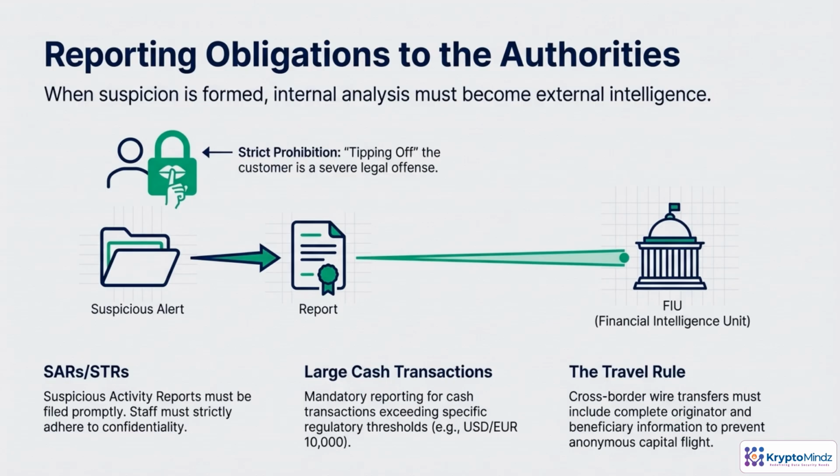Once your internal investigation reaches a reasonable suspicion, it can't stay internal. You must convert that suspicion into a formal report to the Financial Intelligence Unit, and you must do it promptly. That includes suspicious activity reports, large cash transaction reports above local thresholds, and travel rule information on cross-border wires. Equally important, you never tip off the customer. Silence toward the customer and clear, factual reporting to the FIU are both legal requirements.